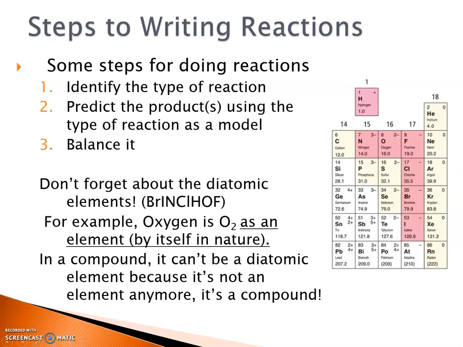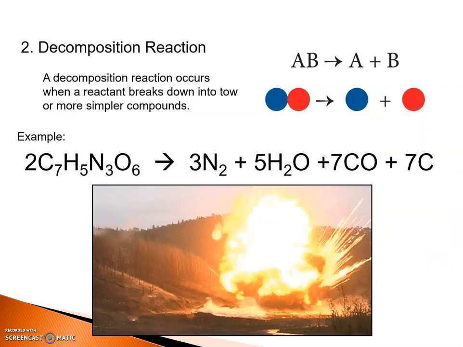It's now a compound. So that brings us to our second type of reaction, and that is instead of coming together, it's going to split up. And that's a decomposition reaction. A decomposition reaction occurs when a reactant breaks down into 2, or more, simpler compounds. So in general, AB will break down to be one element or one compound plus another compound or element.